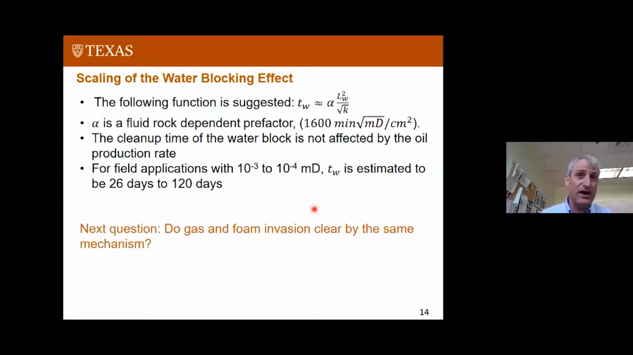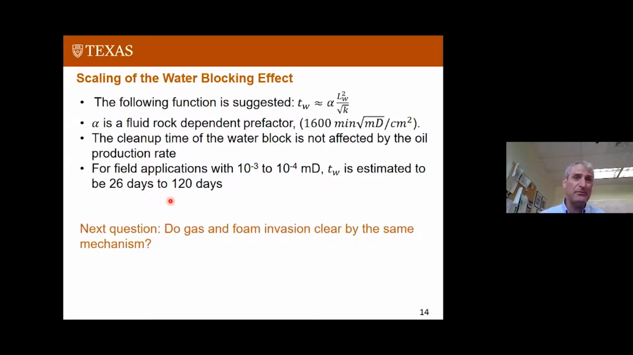And if you take this equation and the experiment prefactor, and take an average length, which is going to depend on how far it invades, and we'll get to that in a second, from the field operations, and you take the permeability, where you have 10 to minus 3 to 10 to minus 4 millidarcies, or microdarcies or nanodarcies, it is predicted that this should take 26 to 120 days to clear.